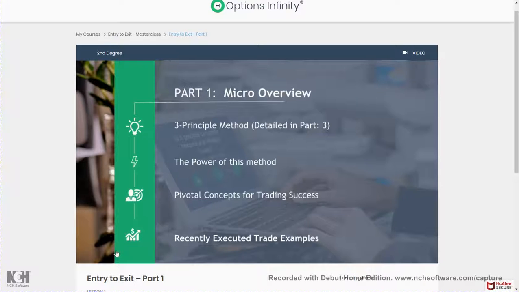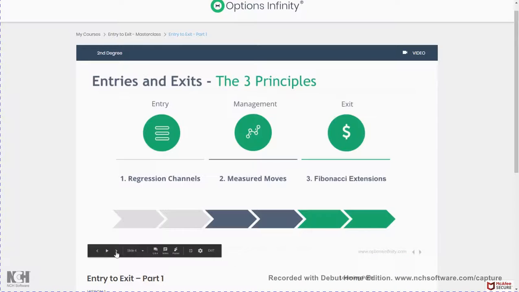So the micro overview again is the 3 principles, the power of this method, the pivotal concepts for trading success, and then some recently executed profitable trades and one losing trade and how we got out of that. So let's quickly review the 3 principles. The 3 principles, again, are the regression channels, measured moves, and Fibonacci extension.